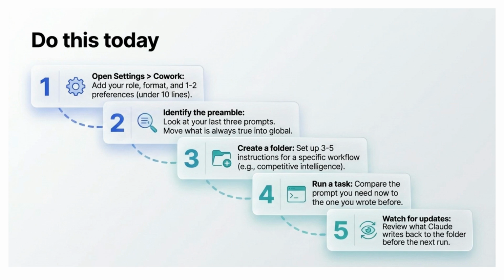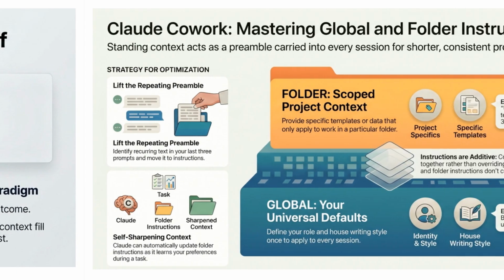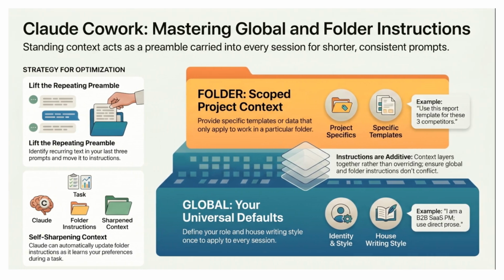Watch for Claude updating folder instructions during a session and review what it wrote before the next run. You have stopped repeating yourself. The through line of the last 2 articles is the slow disappearance of busy work. Tasks became reusable, so you stop retyping prompts. Instructions lifted the unchanging parts of those prompts out entirely, so you stop respecifying your role, your format, and your standards every time. Ask for the outcome. Let the standing context fill in the rest. This was part 6 of Getting Real Work Done with Claude Cowork, a 12-part guide to using Claude Cowork for real knowledge work.